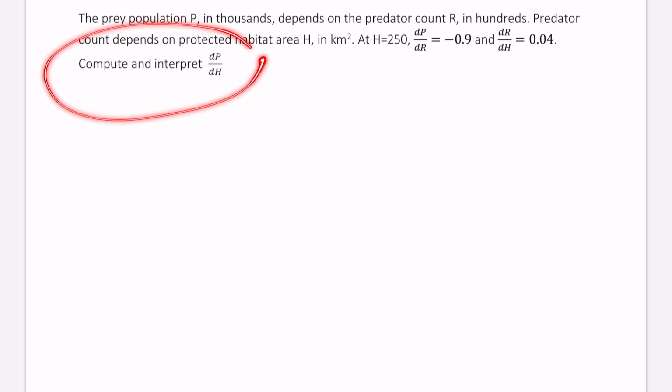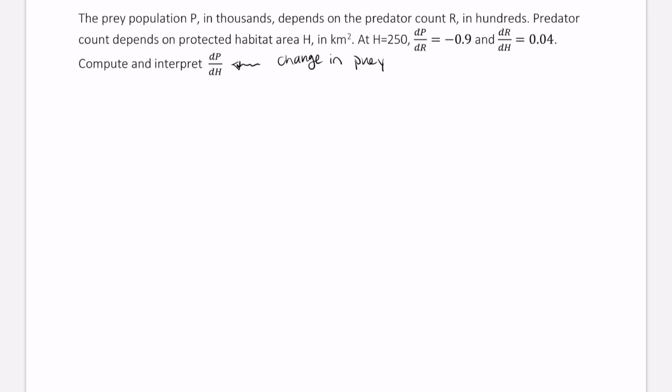Compute and interpret dP over dH. Now in words, what is this? This is the change in prey population with respect to the change in protected habitat.